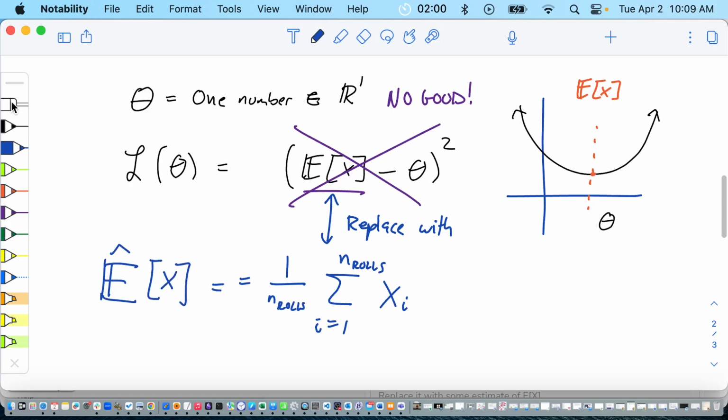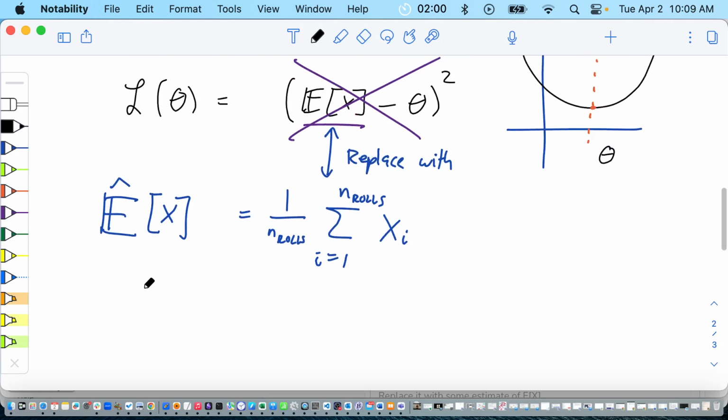And this is like, I rolled it 10 times and I took the average. And they're like, look, you can still make a loss function. You just, inside your loss function, you replace it with this mean. And then now you have this new loss function, L theta, which is this thing.